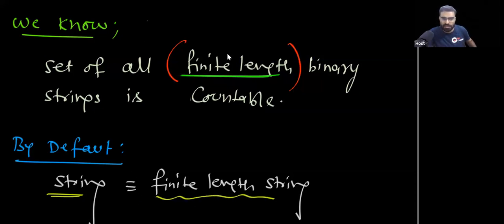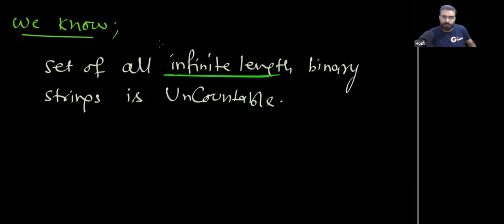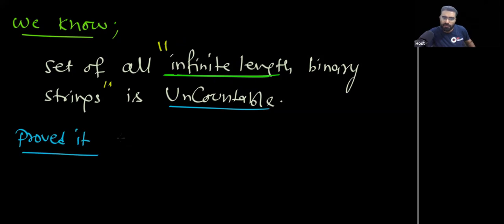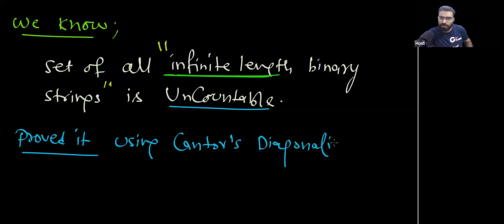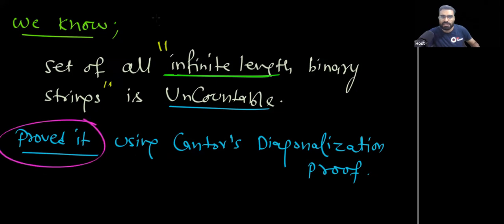But if it is given in the question that you have infinite length strings, then that is uncountable. We have proven it using Cantor's diagonalization argument. This we have already seen, that the set of all infinite length binary strings is uncountable, and we have proved it using Cantor's diagonalization proof. So let's come to our question.